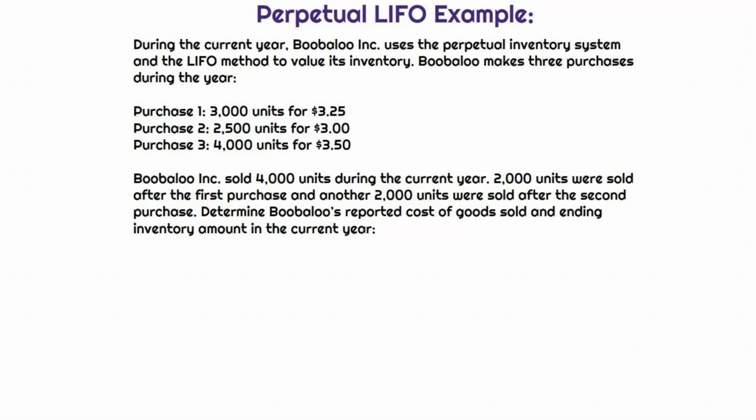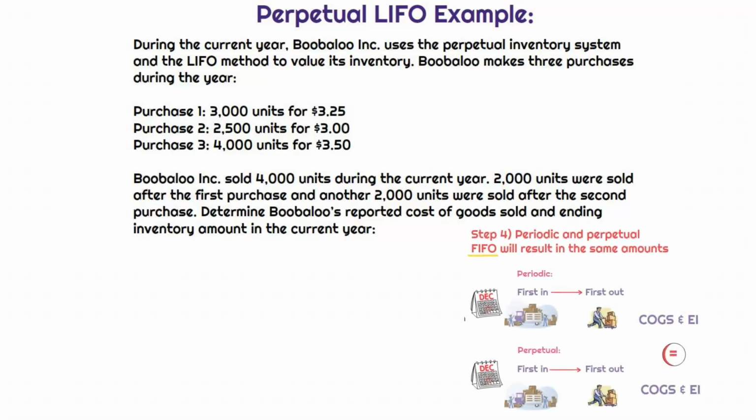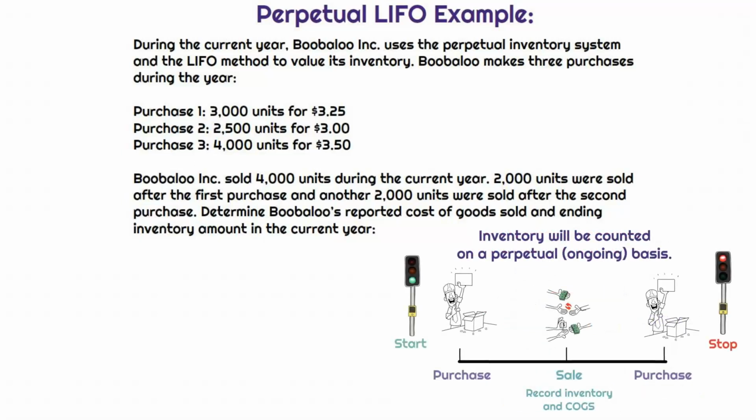This is actually where it does matter that we apply the perpetual method. It's only perpetual FIFO that will calculate cost of goods sold and ending inventory as the same amount that we would have calculated under the periodic method. But perpetual LIFO will result in different amounts.